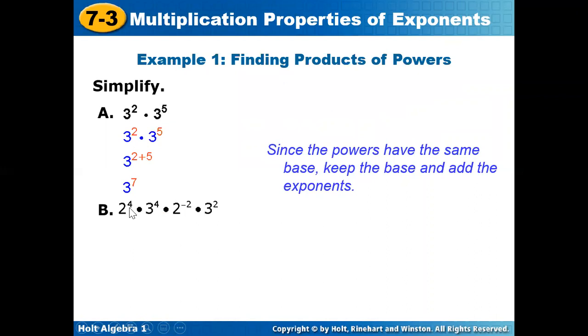Here we're simplifying. This is a little more algebraic, right? Because you have to group the ones with the same base. And notice the negative exponent. So you're going to have to make that 2 squared as the denominator, right?